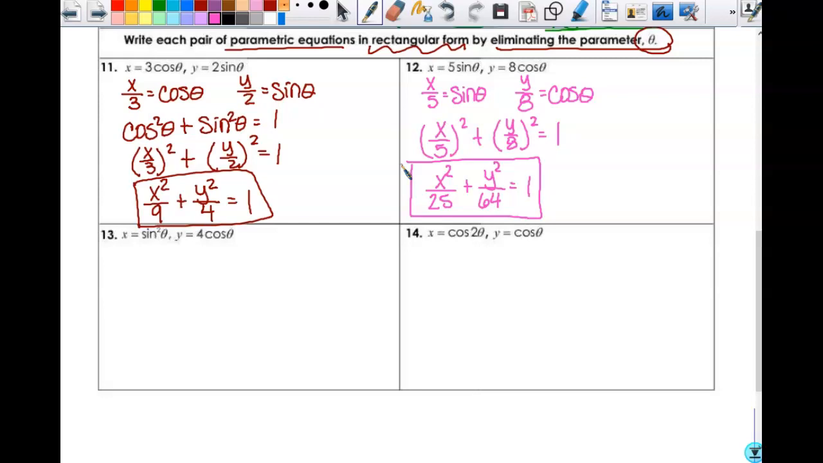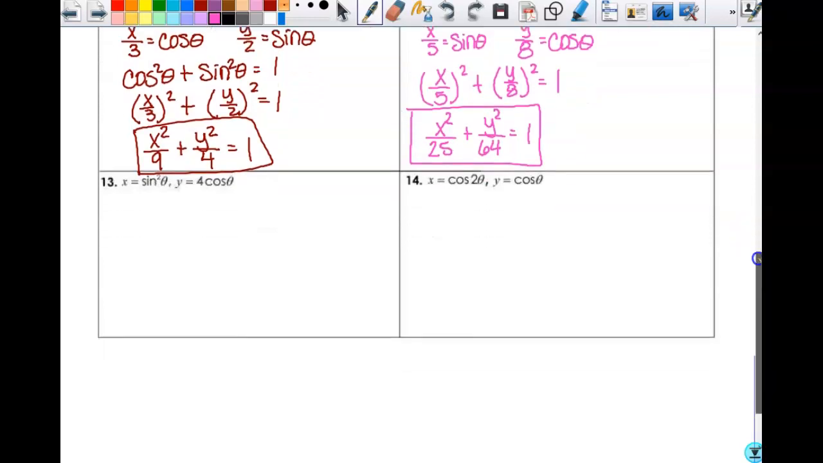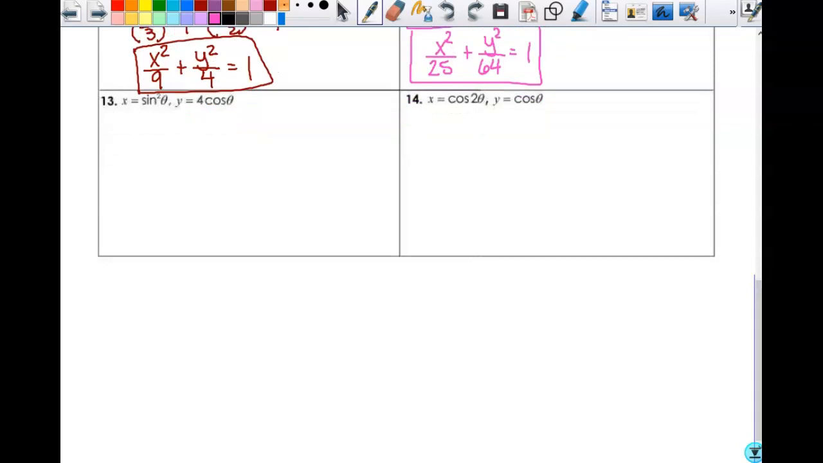13 and 14 are just a tad bit different, just enough different that I want to work them here. So this is already solved for sine. I solved this for cosine, so I get y over 4 equals cosine theta. Okay. And we know that whether it's cosine and sine or sine and cosine, sine squared theta plus cosine squared theta equals 1.